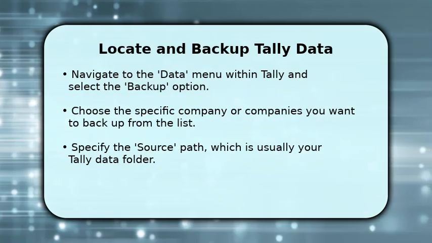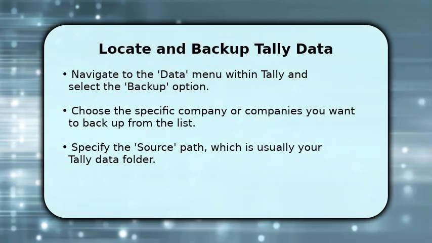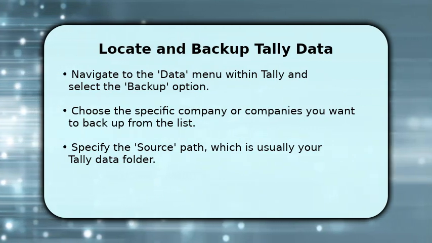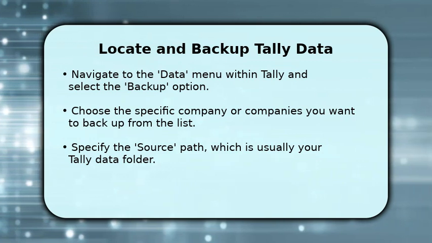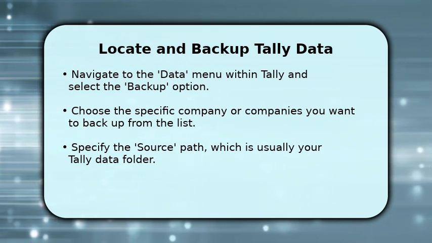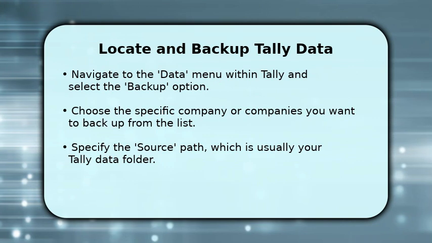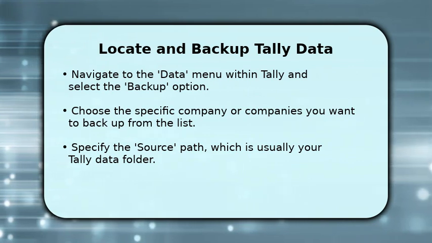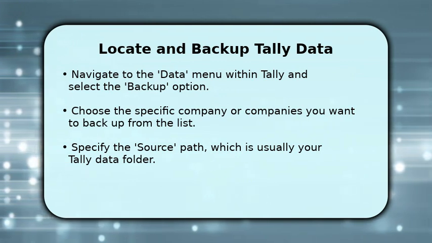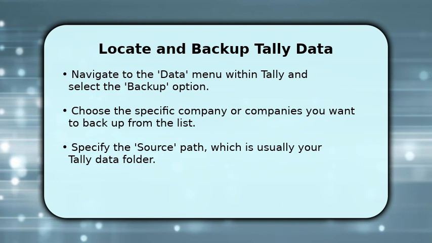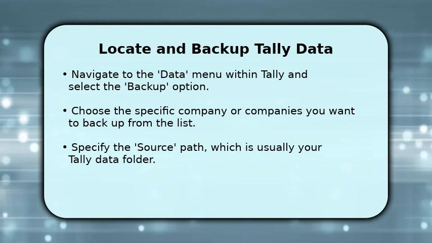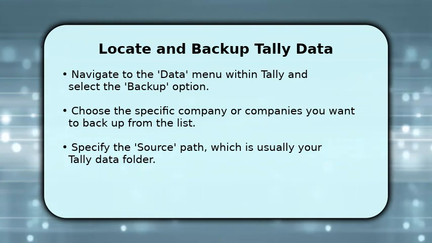Now let's locate your Tally data. Within the Tally application, navigate to the Data menu and select the backup option. From the displayed list, choose the specific company or companies you want to back up. You'll need to specify the source path, which is typically your Tally data folder, often found in the program files. Then, set the destination path to your connected pen drive's drive letter, like E drive or F drive. This step directs Tally where to save your valuable information.